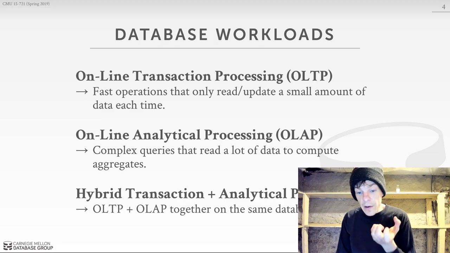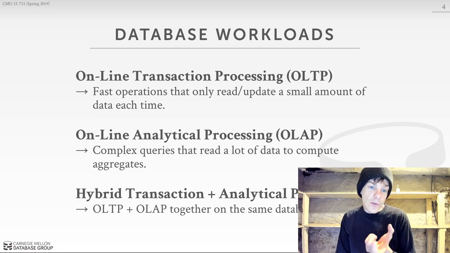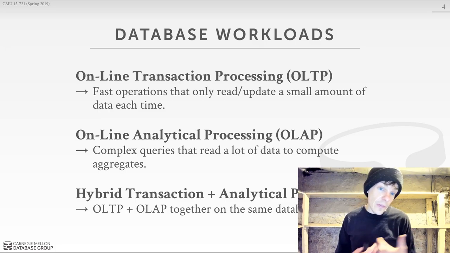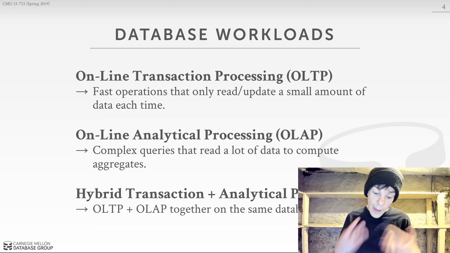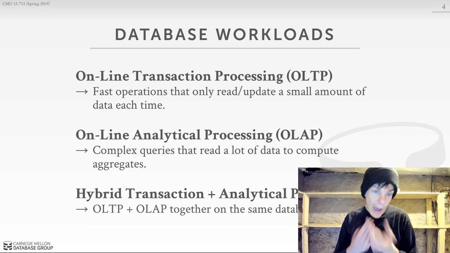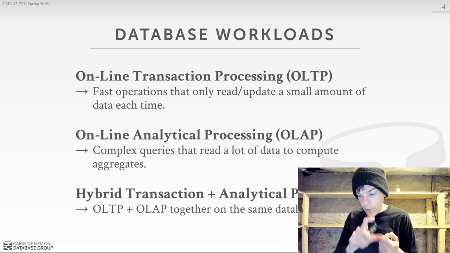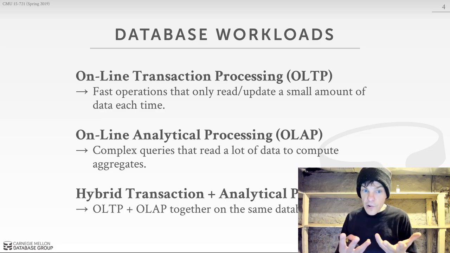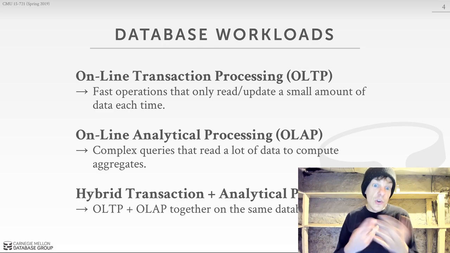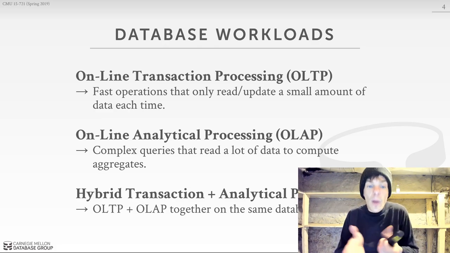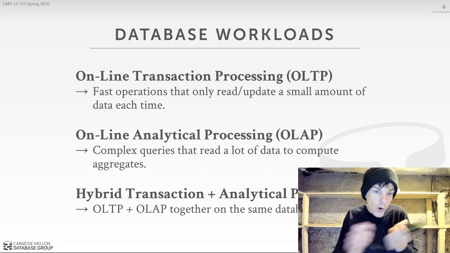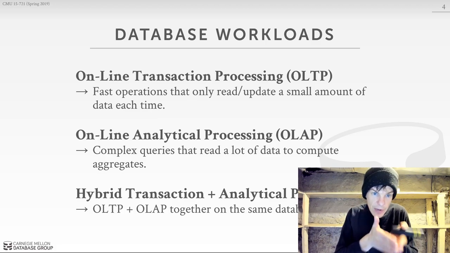But the amount of data that they're going to operate on per transaction is actually quite small. The classic example I always like to use to understand this is something like Amazon. With Amazon, you go to the website, you add things to your shopping cart, you make purchases, maybe update your address information. All of those operations are transactions that only operate on just your data. You can only update your account. You can only update your payment information. So each of those transactions only touches a small number of tuples to update your information.